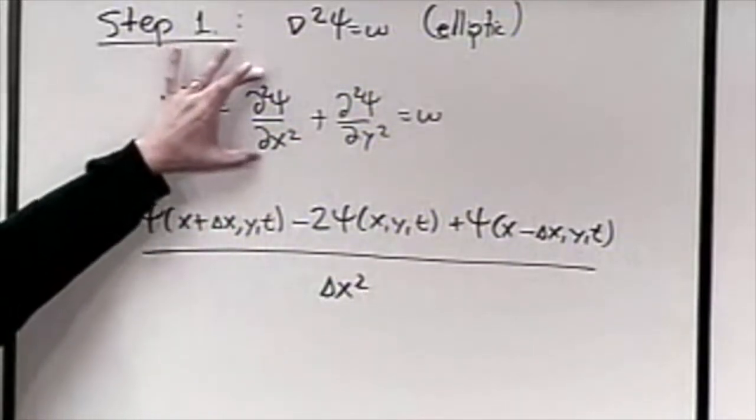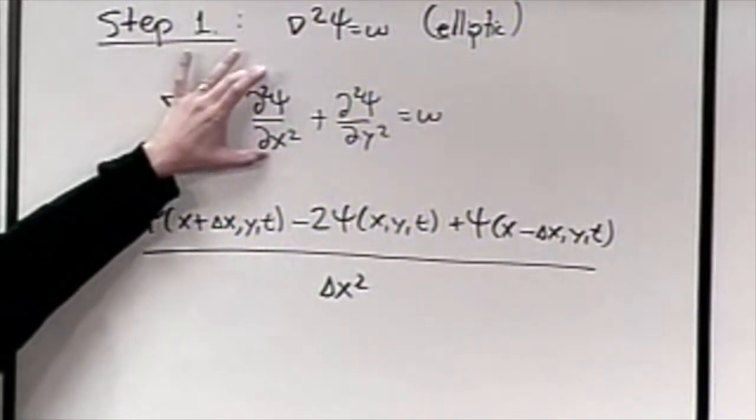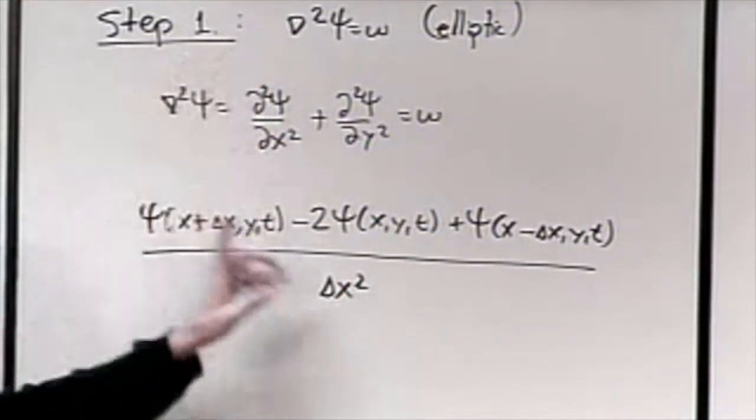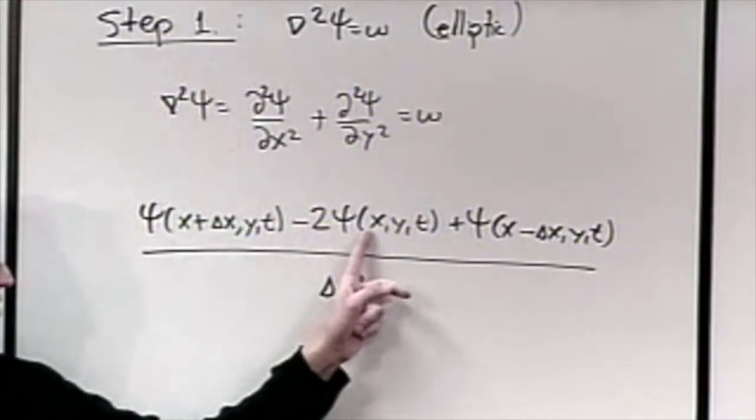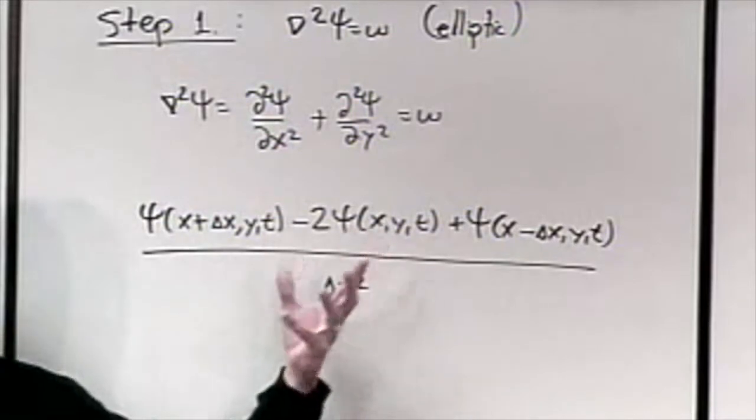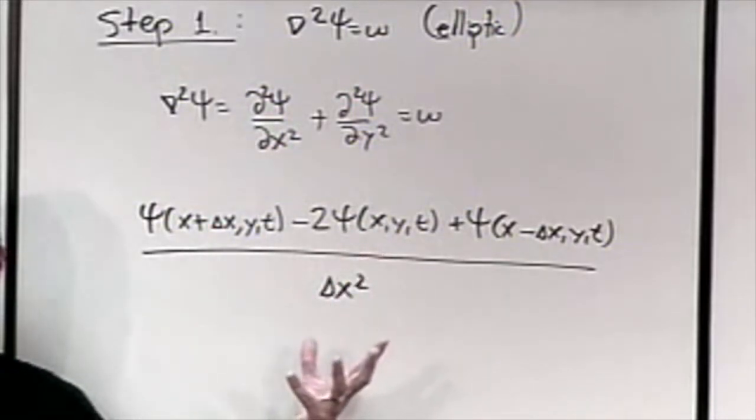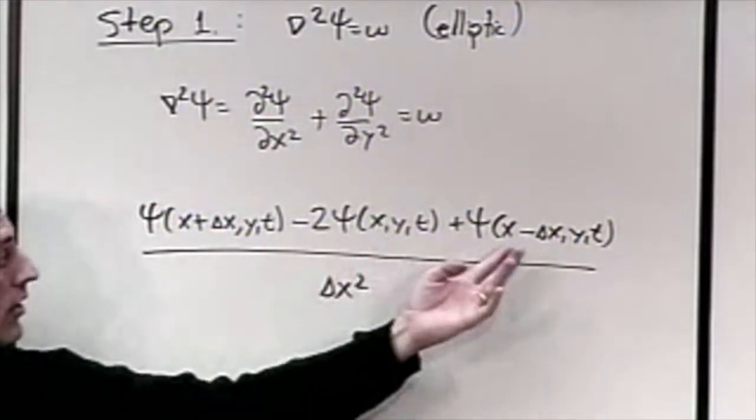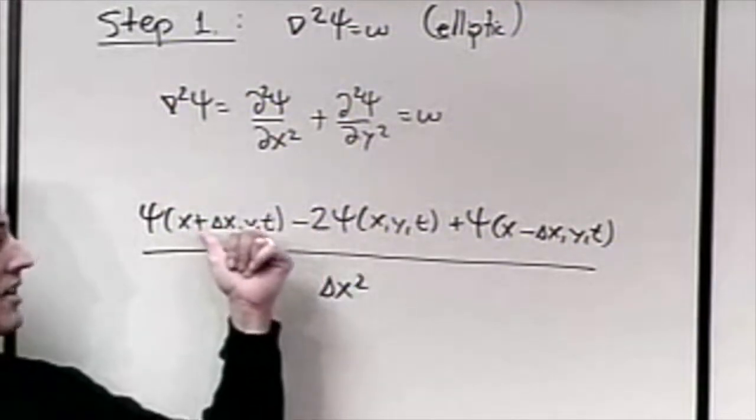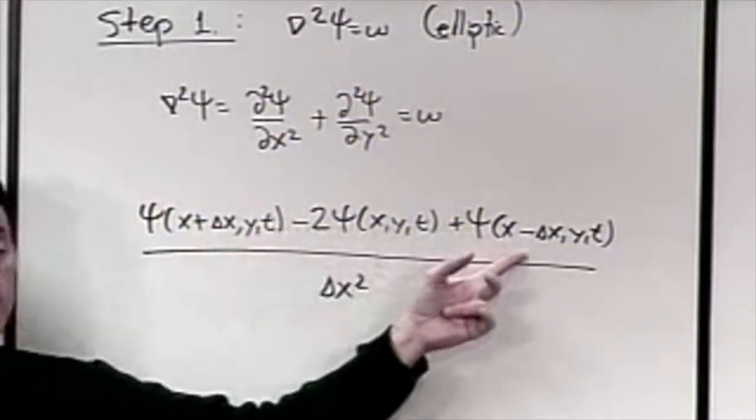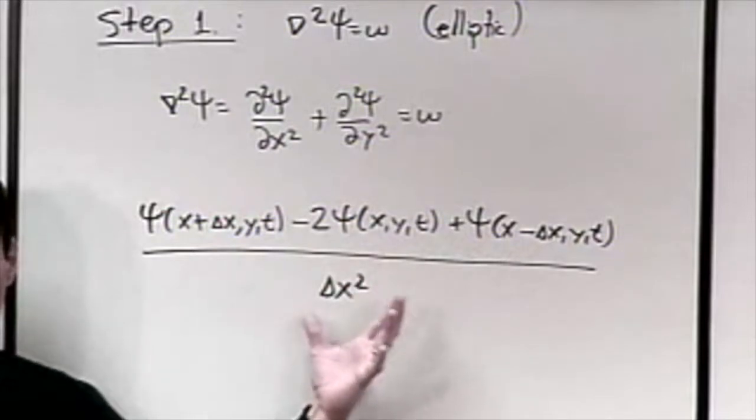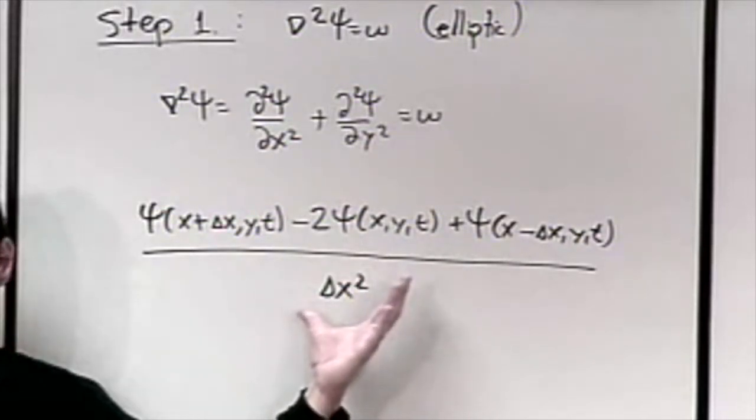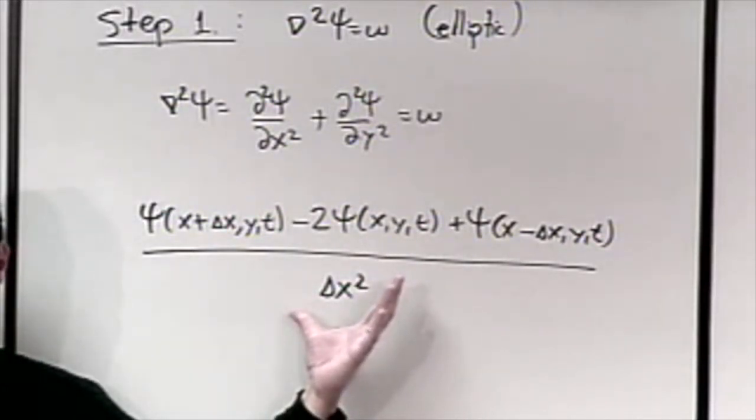This is this first piece here. That is a second derivative in x. Notice it uses its neighbors. Remember, it's using basically a slope formula type thing, where you say, okay, I'm using my point ahead of me in x and behind me in x to calculate the second derivative. And this is accurate to order delta x squared.